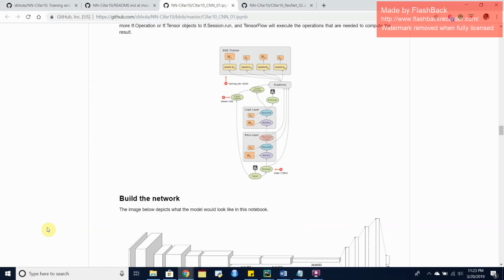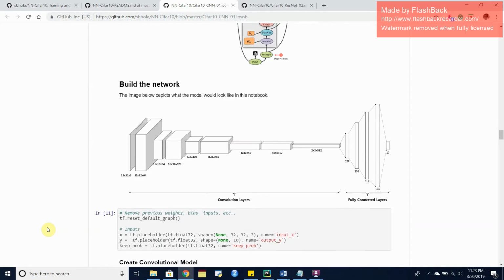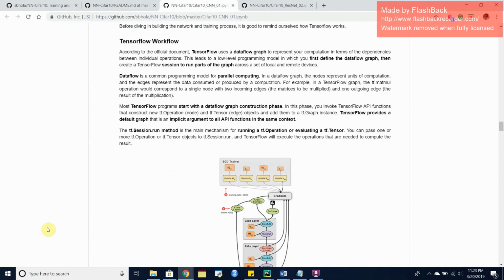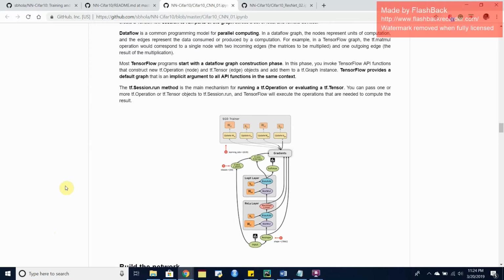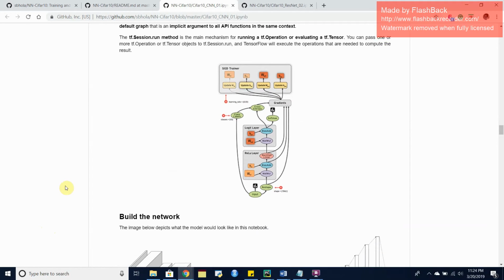We are using TensorFlow for developing our CNN, which uses a data flow graph to represent computation. Data flow is a common programming model for parallel computing where the nodes represent units of computation and the edges represent the data which is being consumed or produced.